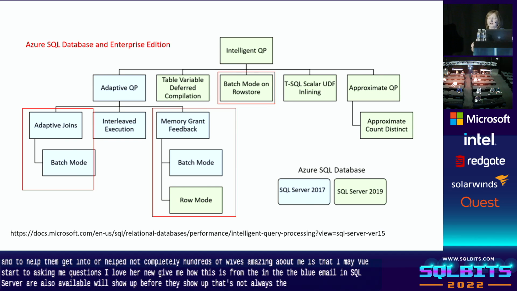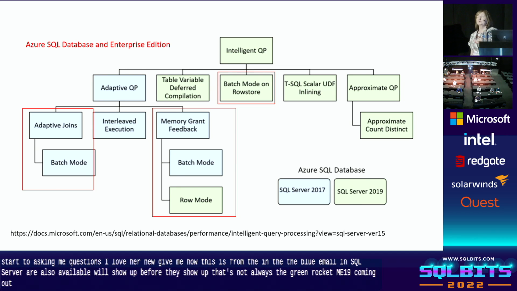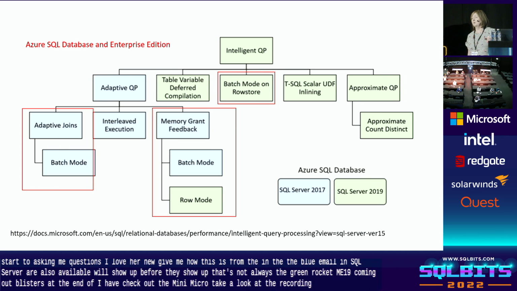The green rectangles are things that came out in SQL Server 2019. There's quite a few things coming out in SQL Server 2022. I can just kind of list some of those. I'll list those at the end if I have time. But if you haven't checked out the mini Microsoft sessions this week, be sure to take a look at the recordings. Bob Ward, Buck Woody, Kendall Van Dyke, they've talked about these items that I can't get my hands on yet. And then the new release is coming out.